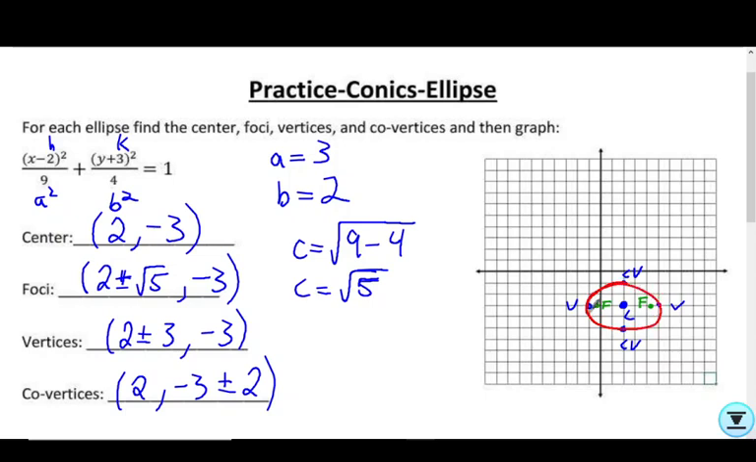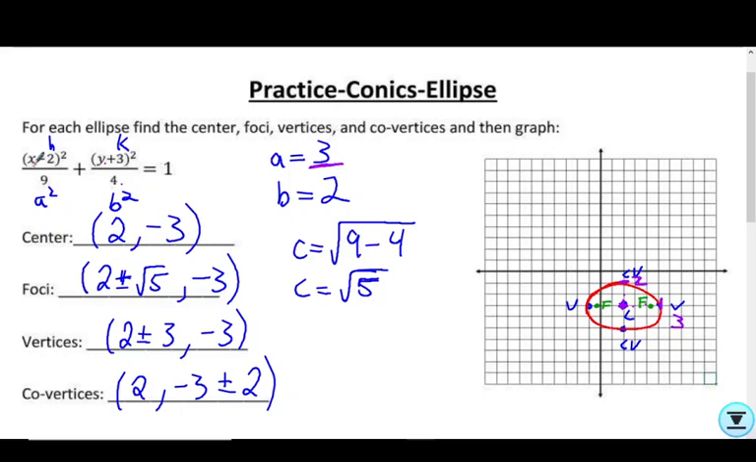We're just using the formula chart to get these values. And notice that this distance from the center to my vertices, that's 3. 1, 2, 3. That's A. B is this distance from here to here. 1, 2. Because B is with Y, A is with X.